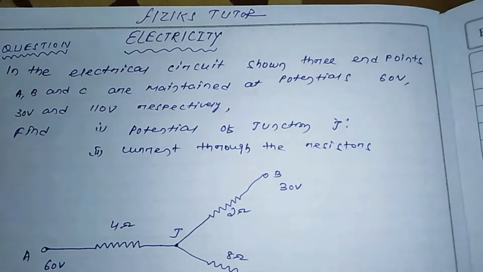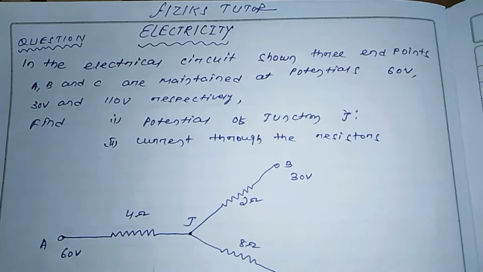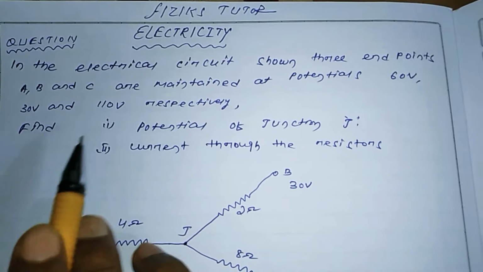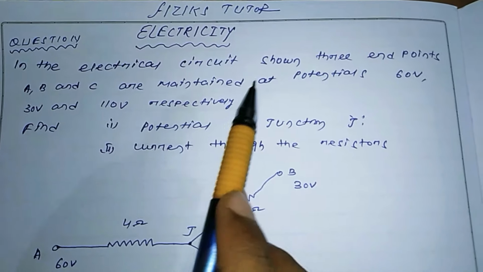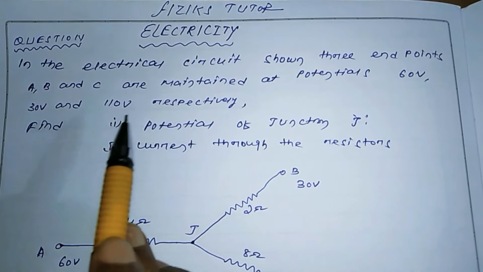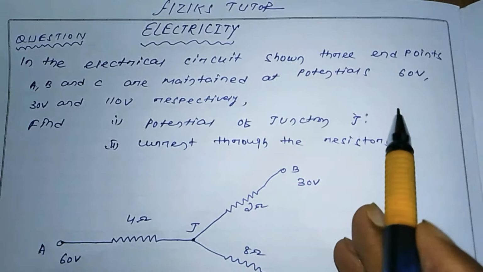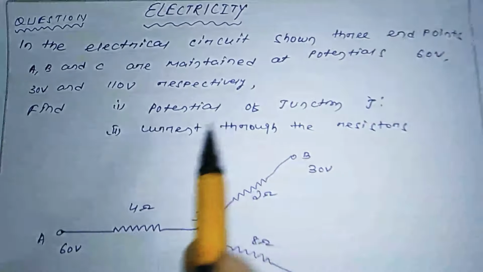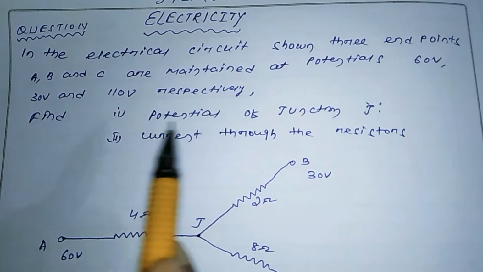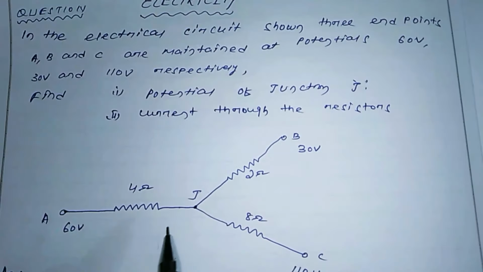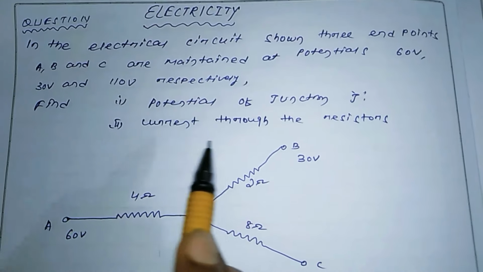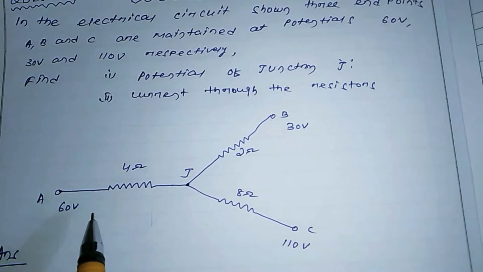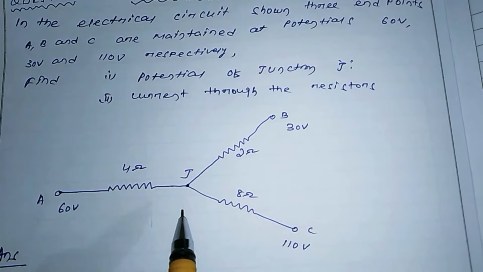Hello viewers, today we will discuss an interesting problem of electricity. The question is: in the electrical circuit shown, three endpoints A, B and C are maintained at potentials of 60 volt, 30 volt and 110 volt respectively. Find, first, the potential of junction J. Second, the current through the resistors, that is, the currents from A to J, J to B and C to J.